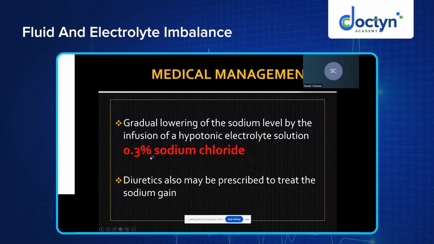When we talk about hypernatremia, it is again very important that there is gradual lowering. So not a rapid correction, but a gradual lowering of the sodium level by infusion of a hypotonic electrolyte solution, that is 0.3% sodium chloride, is advised. And diuretics can also be prescribed in some cases to treat the rapid sodium gain which is there.